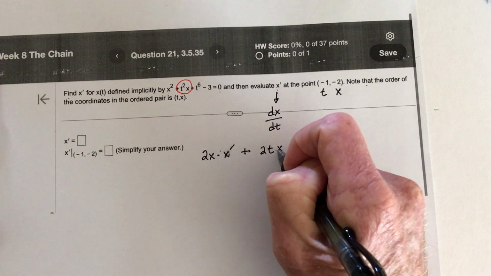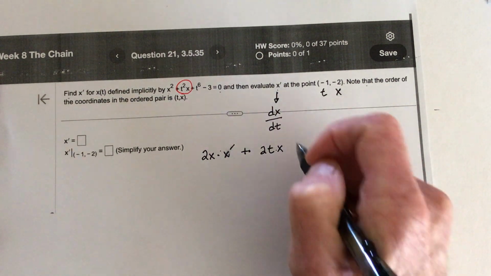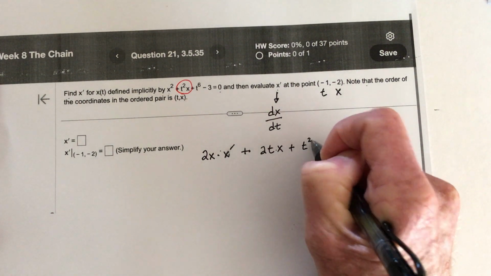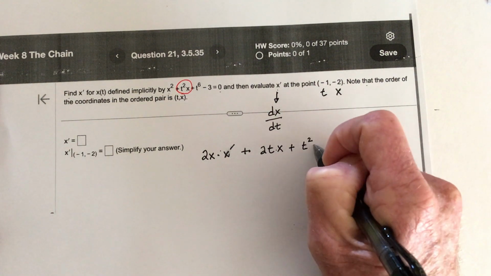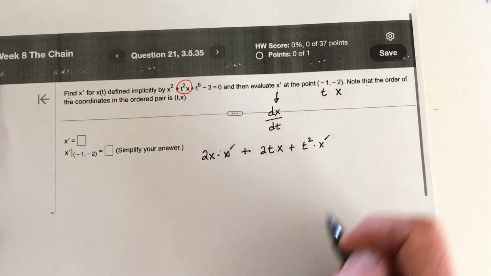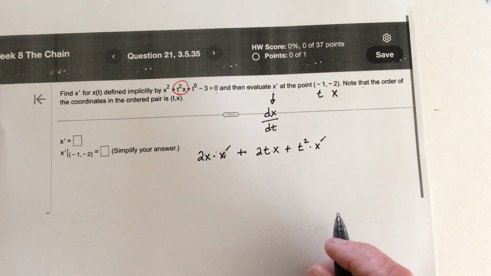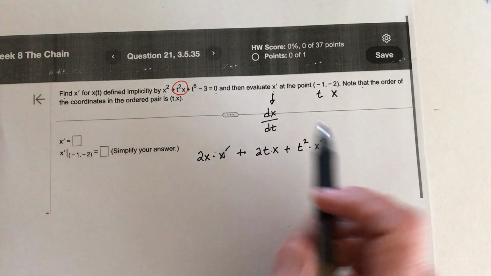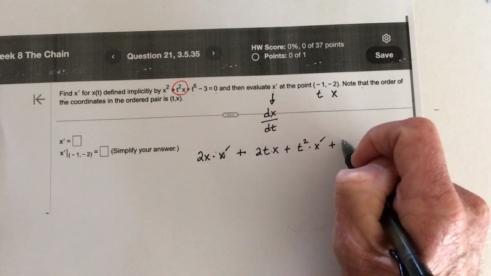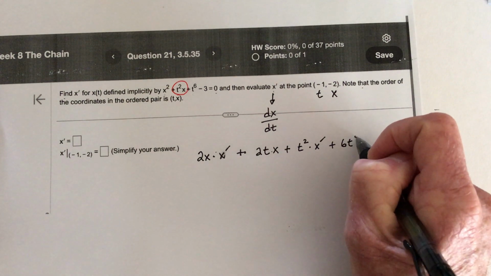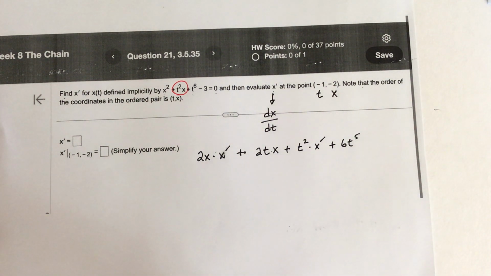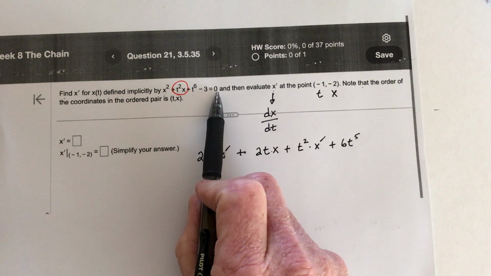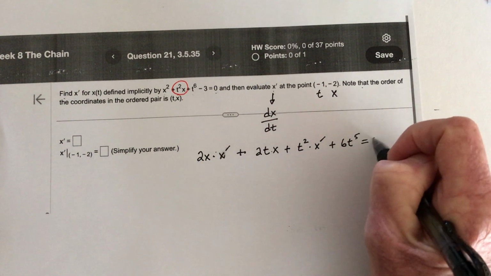The rest of the product rule goes leave x alone, and then go plus. This time, leave t squared alone, and take the derivative of x, which is x prime. Next up, the derivative of t to the 6th. So then that's going to be plus 6t to the 5th. And then the derivative of a negative 3 is 0, so it equals 0.